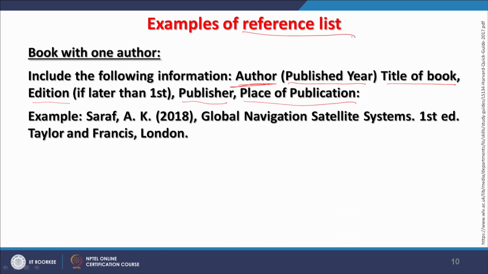For example, this is all just an example, do not try to find a book written by myself; I have just prepared this to convey my point here, that when there is a single author of a book, then you will write like this: surname first, initials, then year, then title of the book, whether it is first edition, who has published it, and likewise.